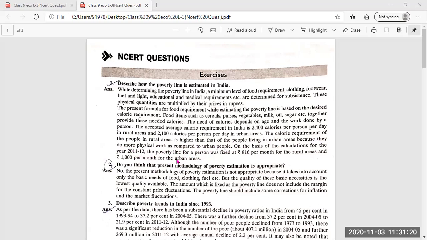So this was the answer for the first question of your textbook, the NCERT question.